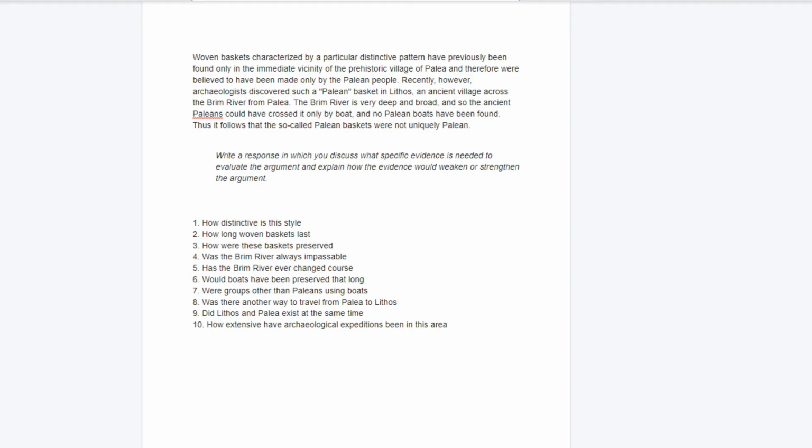And so in both cases, you can sort of see how, depending on what the evidence shows, it might either weaken or strengthen the argument, and that's really what we're looking to do, right? If it turns out that these baskets are extremely prone to rotting away, but a small number of them happen to be preserved in Pelea, that's not necessarily telling us that only Peleans had this basket. It's just that due to chance, the only ones we have left happen to be preserved in Pelea.